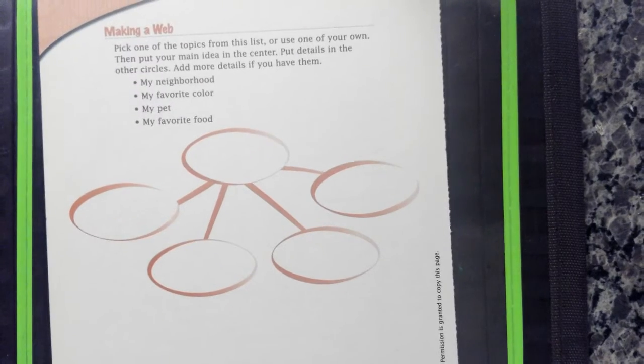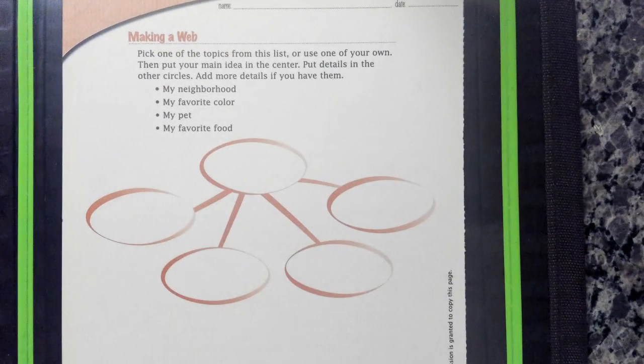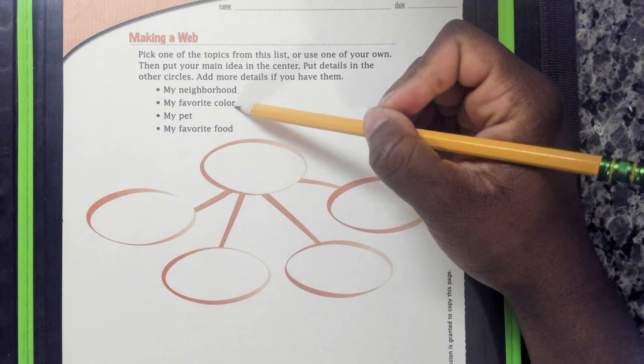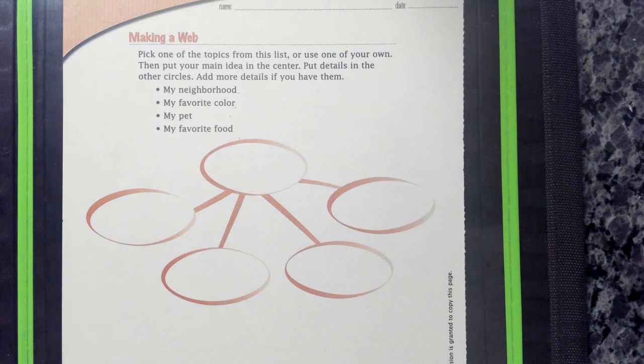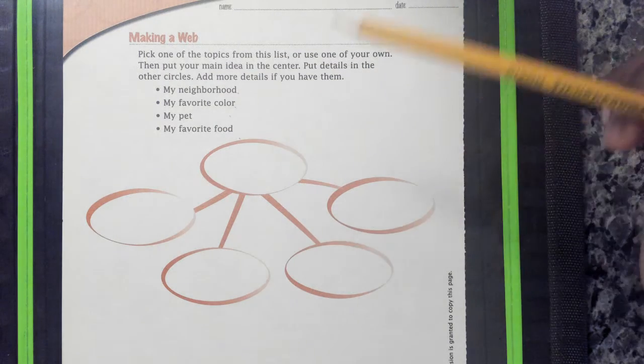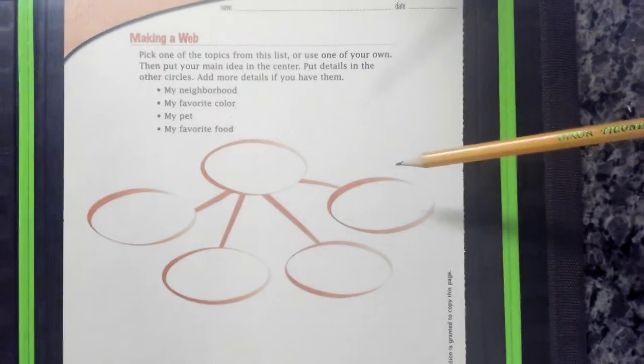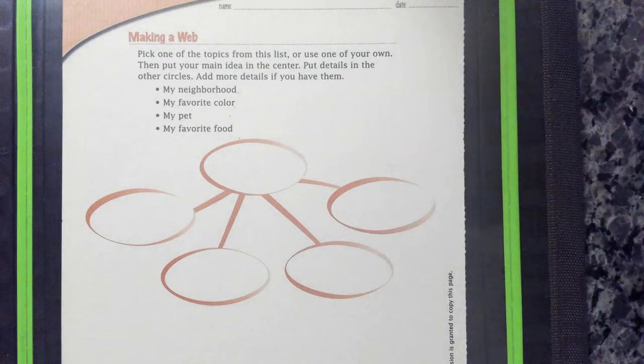So let's continue. Making a web. Pick one of the topics from the list or use one of your own, then put your main idea in the center. Put details in the other circles. Add more details if you have them. So we have a list of 4: my neighborhood, my favorite color, my pet, and my favorite food. What we're going to do right now is use one of the topics. Remember, the topic goes in the middle. And then we're going to outline it with details about why we like that particular topic.